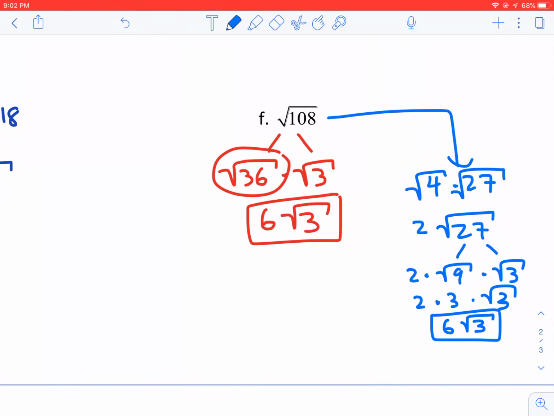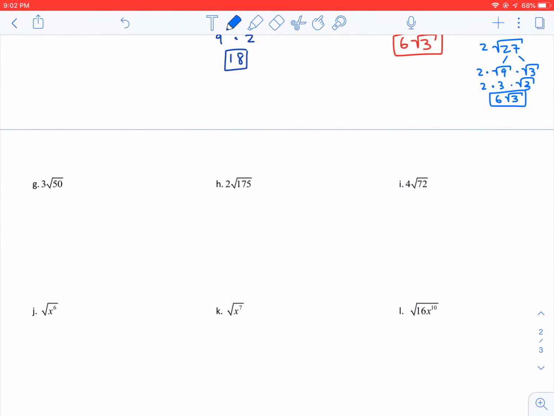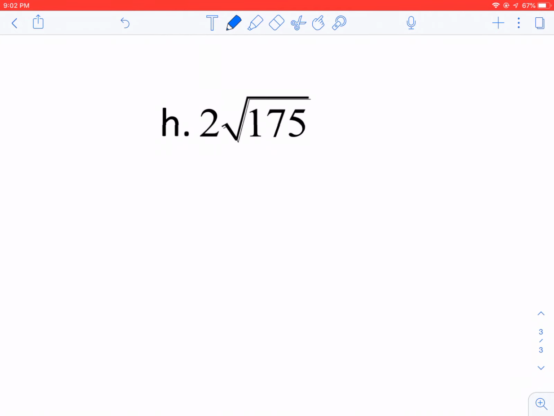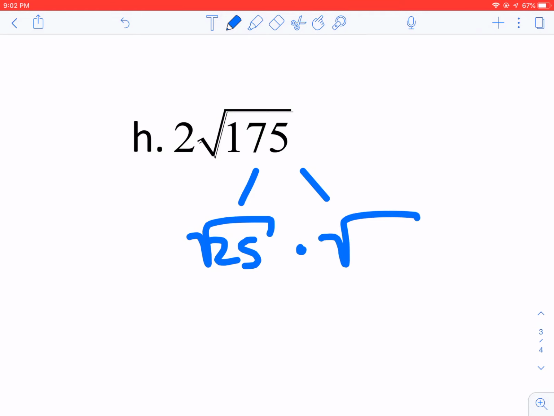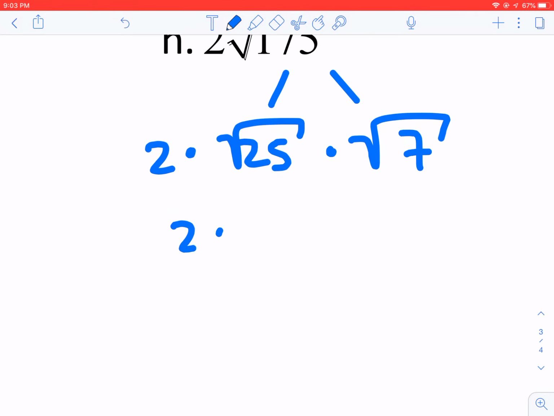All right, let me do one of these with a coefficient in front. A lot of these have 25. All right, let's do letter H. 175. You see a number like that, 25 probably goes into it. So I'm going to break that down to square root of 25 times square root of 7. And again, that 2 in front just means multiplication, so just bring it down. Kind of just ignore it at the beginning, right? Simplify the square root first. And don't forget about it afterwards. You're going to bring down the 2. So this is just 2 times 5 times the square root of 7. That's 10 square root of 7.